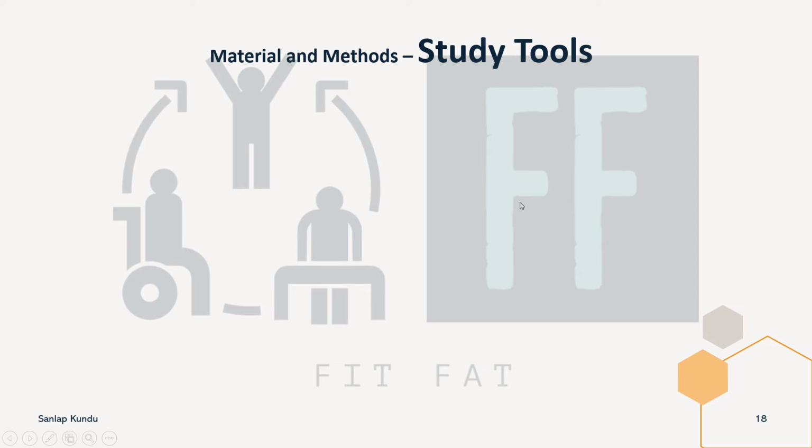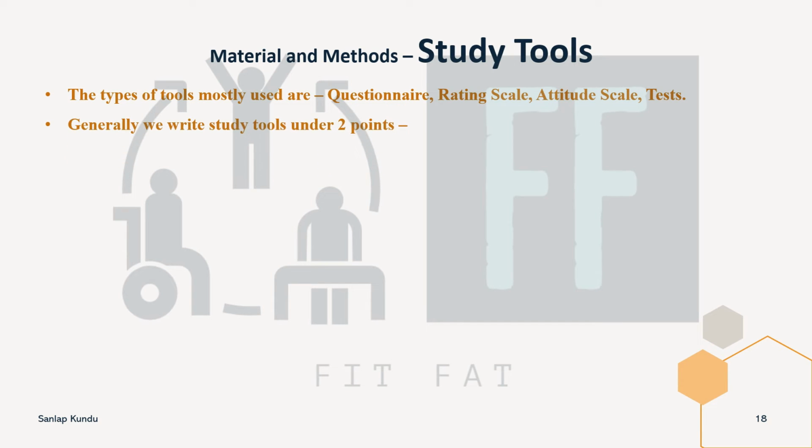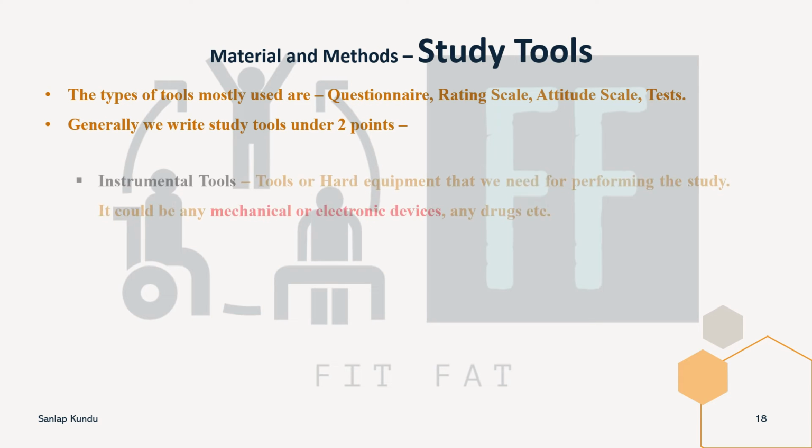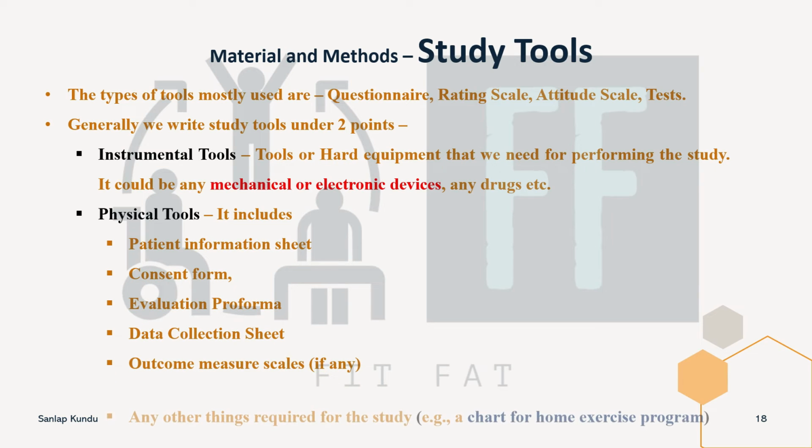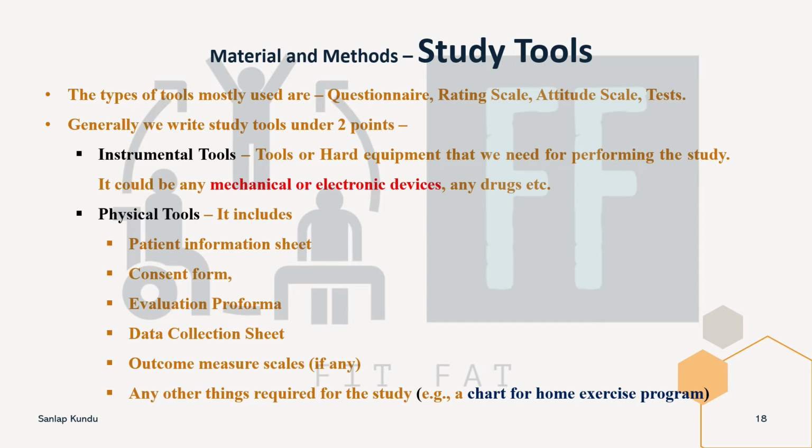Next in the material and methods are the study tools, which include questionnaires, rating scales, attitude scales, tests, etc. Generally, we write study tools under 2 points. First is the instrumental tools, that is, any hard equipment that we need to perform our study. It could be any mechanical or electronic devices, any drugs, etc. The second is the physical tools, which include the patient information sheet, consent form, evaluation proforma, data collection sheet, outcome measure scales if there are any, and any other things required for the study, such as a chart for a home exercise program and so on.